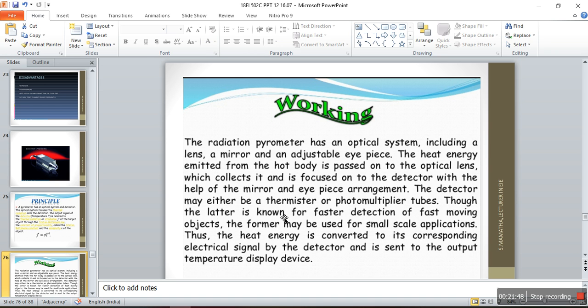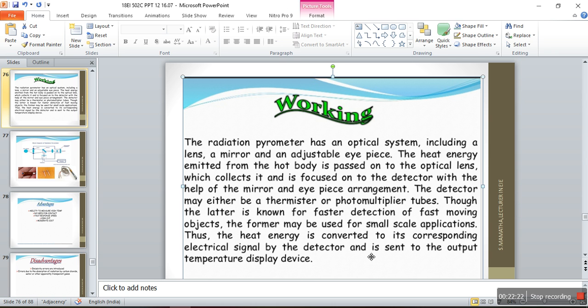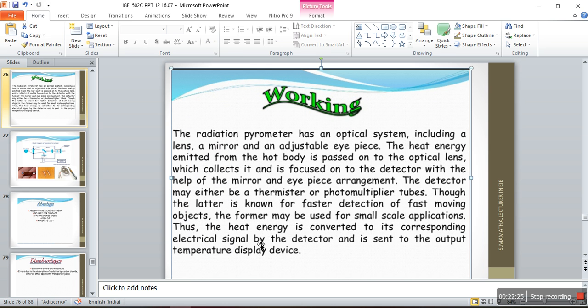During this process the maximum temperature is minimized, measured, and calibrated in terms of the higher temperature readings. Thus the heat energy is converted into corresponding electrical signals by the detector, and it is sent to the output temperature display device. This is the working of the radiation pyrometer.